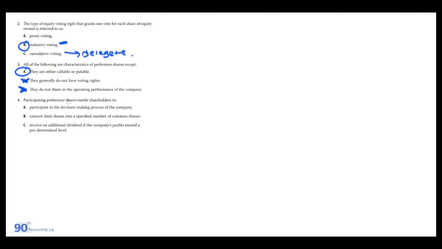And then finally, participating preference or preferred shares entitle shareholders to participate in the decision-making process of the company. No, that goes back to this here. Convert the shares into a specified number of common shares. No, unless there's some conversion option attached to it. And C is the correct answer, which is receive an additional dividend if the profits exceed a predetermined level.